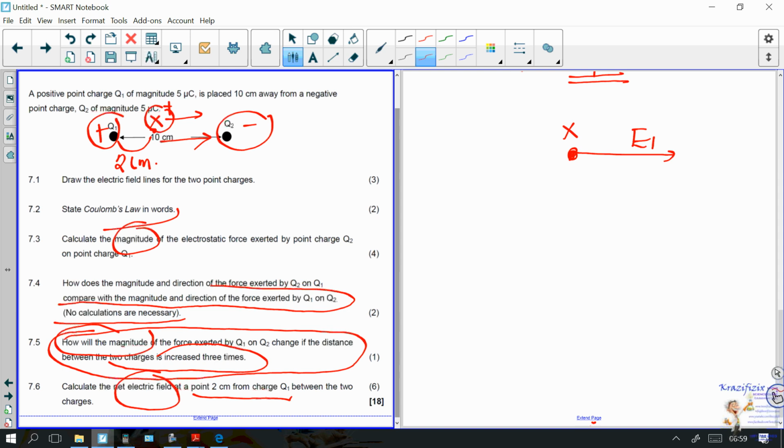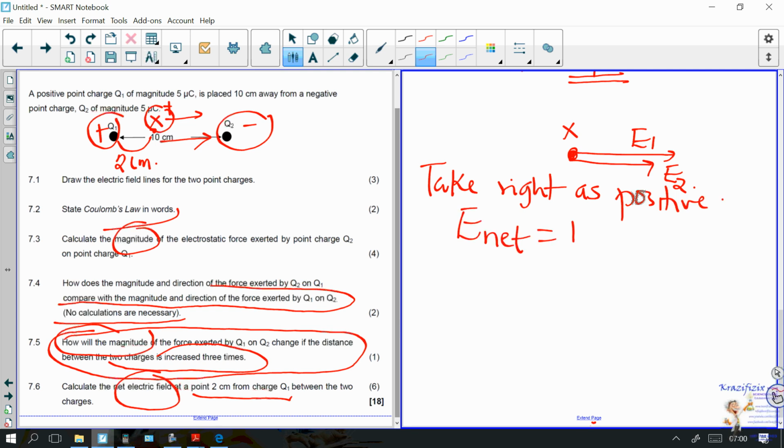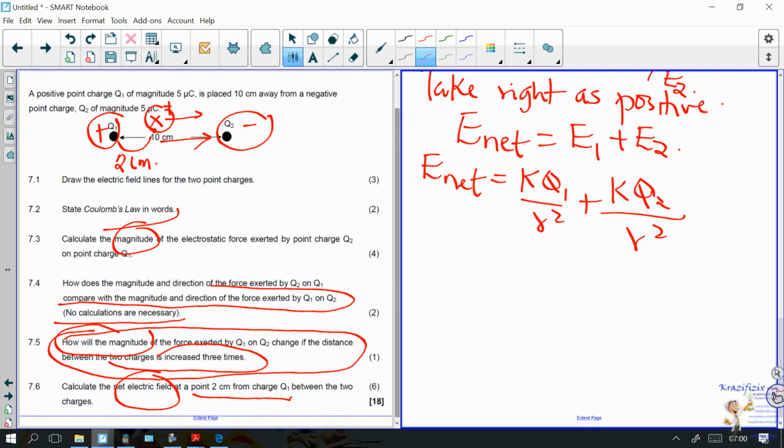So I actually have what? E2. Okay, take right as positive. What do we have? E net now equals to what? E1 plus E2. Okay, so E net will be equal to K Q1 over R squared plus K Q2 over R squared. Just want to do this and hit the 1 hour mark together.